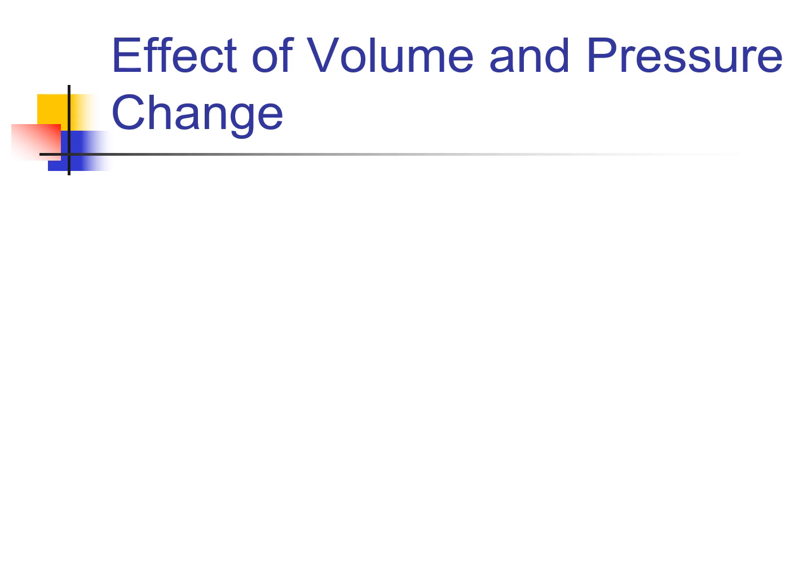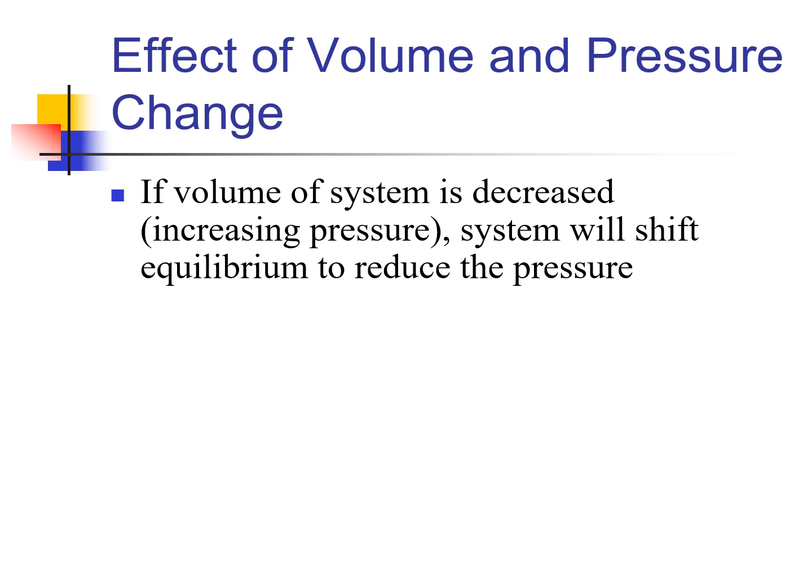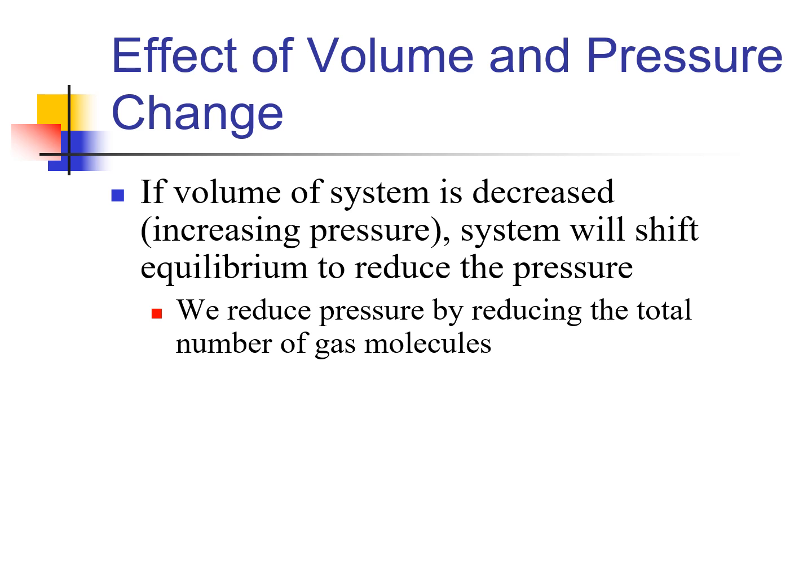So now look at the effect of volume and pressure change. If we change the volume, let's say we decrease the volume, which increases the pressure, the system will shift to reduce the pressure. Same idea. We increase the pressure, it's decreasing. Notice we're doing this through a volume change. Now, the way this happens to reduce the pressure, because we increased it by decreasing the volume, is we're going to reduce the pressure by reducing the total number of gas molecules. Again, more molecules, more pressure.